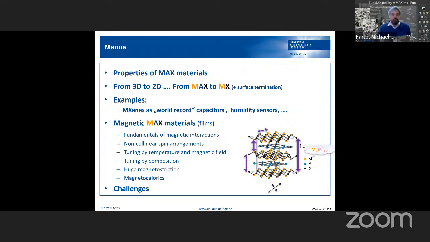So then, since the interactions may be soft or weak, we can tune by temperature and magnetic field. Energies are in the range of meV and a few tenths of a meV. We can tune by composition. I will show you an example of a huge magnetostriction in such a material. And magnetocalorics I will probably skip, but there are also first indications that one can have magnetocalorics. And certainly that's the nice part. There are always challenges, so work never ends.